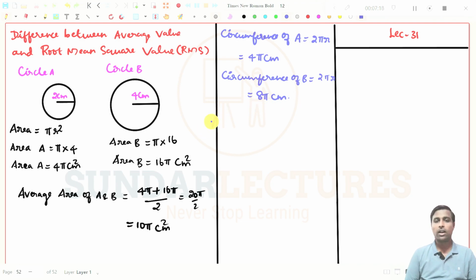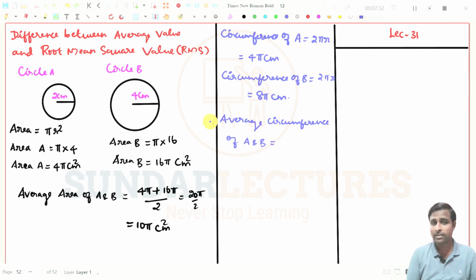So see, I need the average circumference of circle A and circle B. Try to understand, we have centimeter, that means circumference of the circle, and we need to find the average circumference of A and B. So the parameter we have is centimeter, the parameter we need is also centimeter, right?